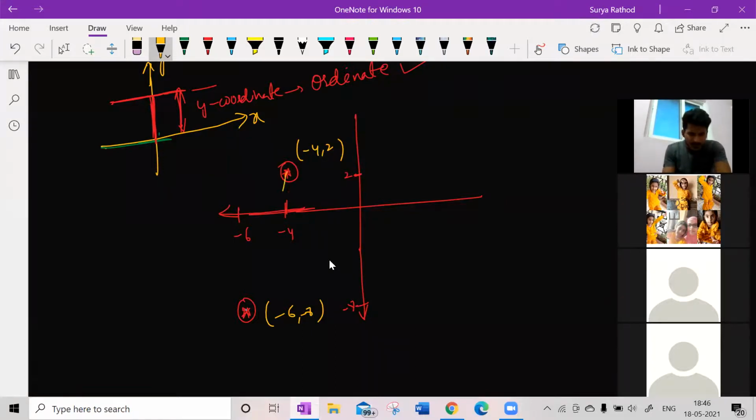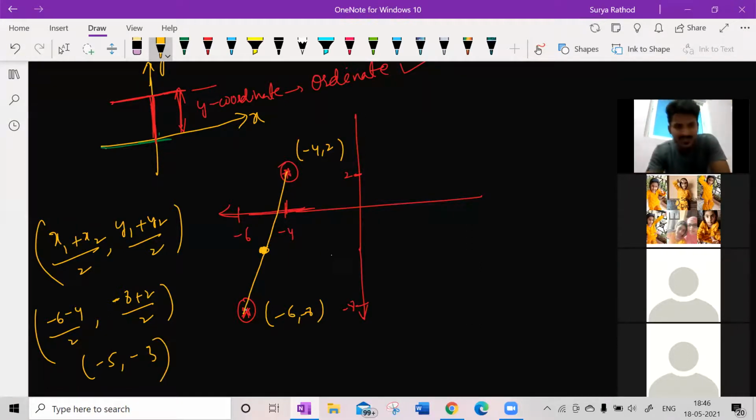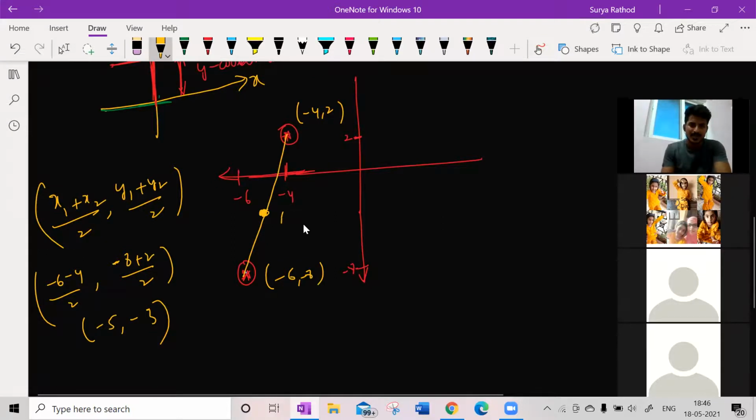See here, the midpoint of this is going to be the center. What is the midpoint formula? (x1 plus x2)/2, comma, (y1 plus y2)/2. You might have learnt this, right? Here x1 is -6 and x2 is -4: (-6 minus 4)/2 gives -5. Then (-8 plus 2)/2 gives -3. So the center is (-5, -3).